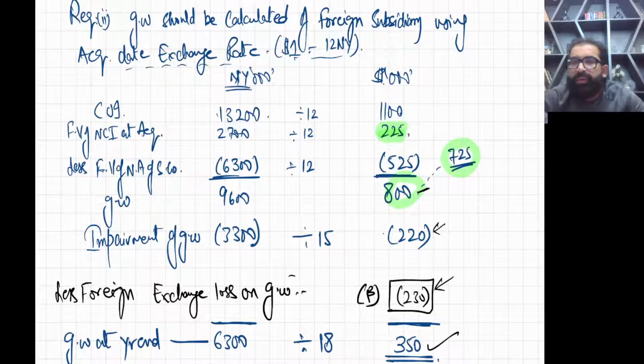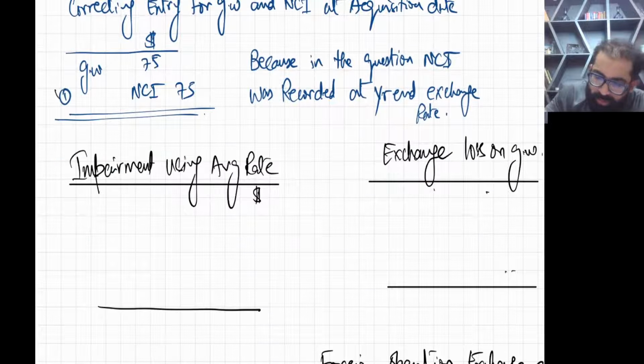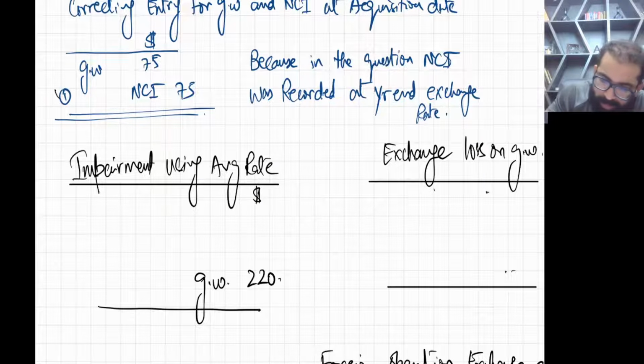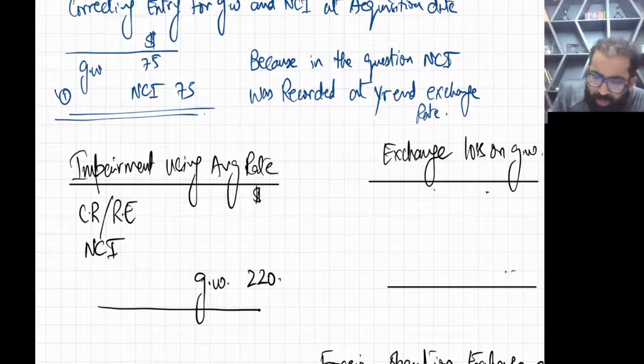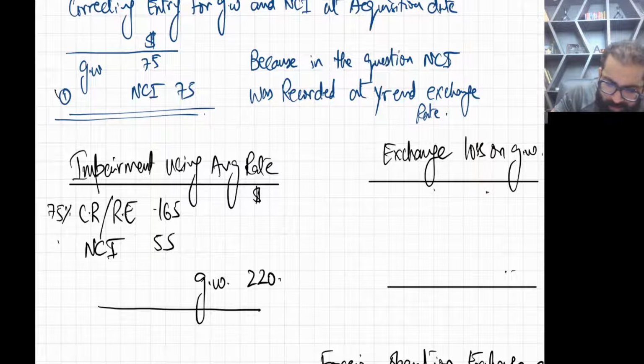Okay, so let me make the entry for these two. First, let me make the entry for 220. So for impairment, the entry will be goodwill credit 220. The CR, consolidated retained earning, or some people write retained earning, and NCI. So it will be 220 multiplied by 0.75. It's going to be 165, and this is 55. Okay, like 75 and 25%. Okay, it's in dollars.